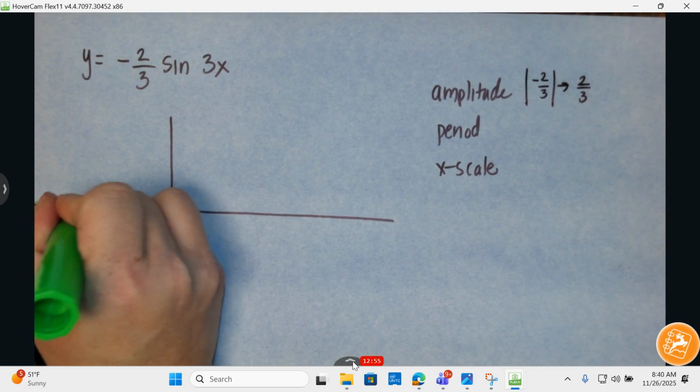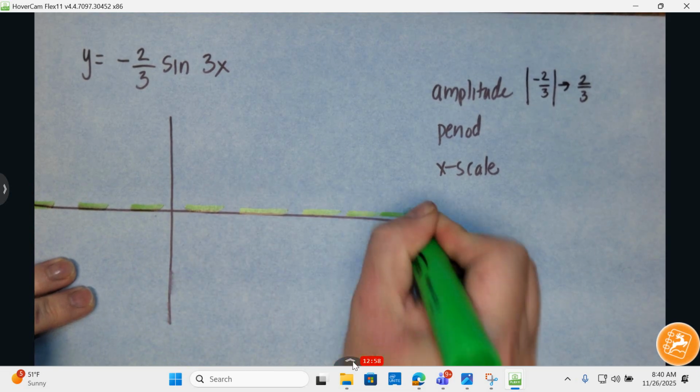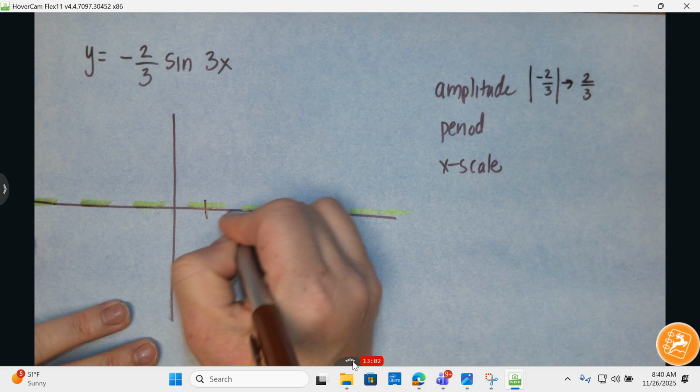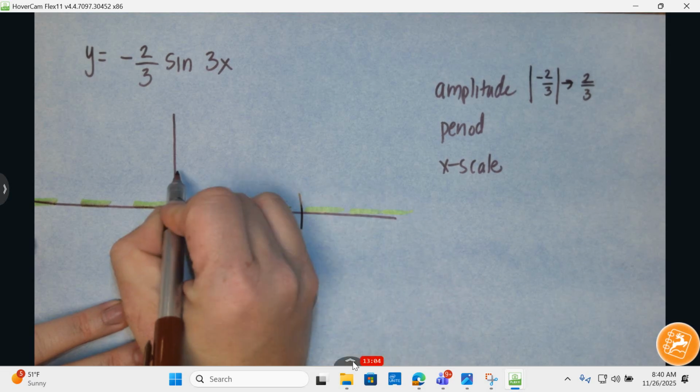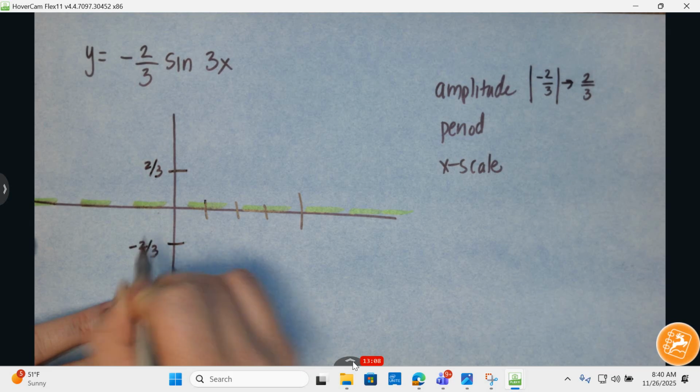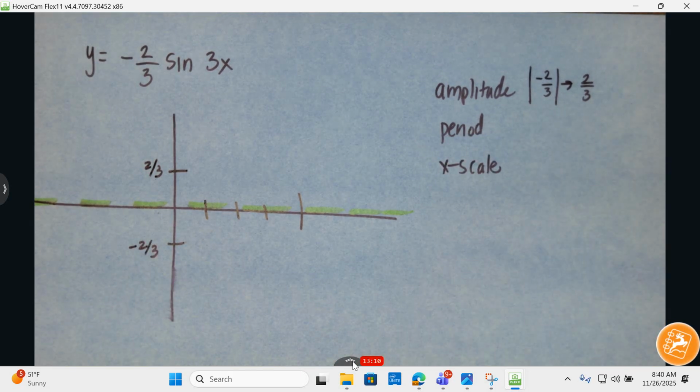So I'm coming to my midline. And I know that we're going to have a 4-step here. Sine and cosine have our 4 steps: 1, 2, 3, and 4. I know I'm going to go as high as 2/3, and I'm going to go as low as 2/3. That's based on my amplitude.